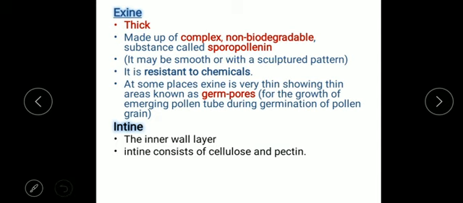Next is their resistance to chemicals, and the exine is not continuous because of the germ pore. The main function of the germ pore is to act as a small aperture, pathway or channel during fertilization, so that when the intine develops the pollen tube, the pollen tube can emerge from this germ pore and carry out the fertilization process. Next, the internal intine consists of cellulose and pectin, which are again carbohydrates.